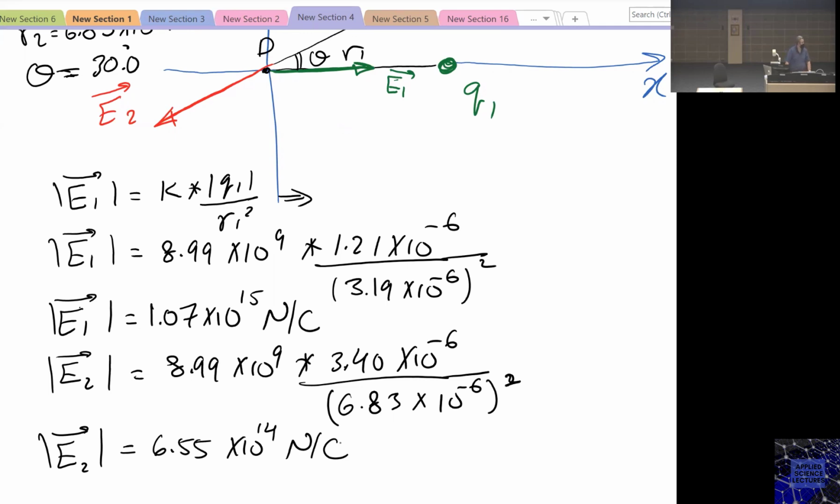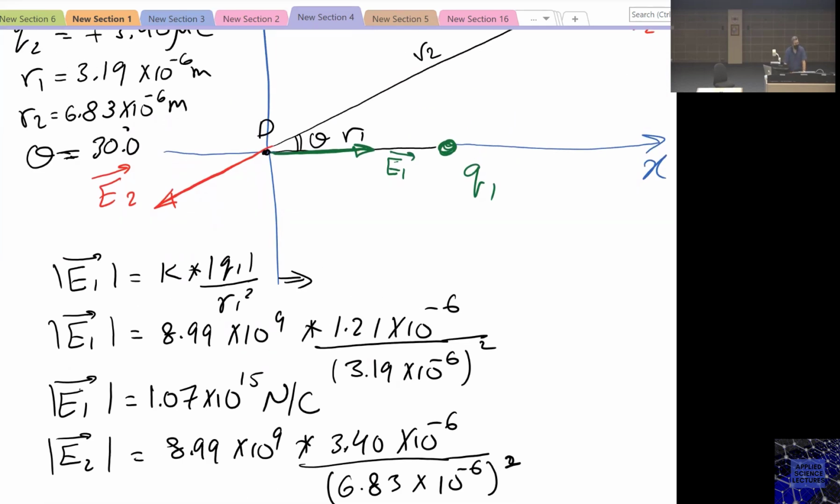Now I need to find the total magnitude. How do I do that? Well, I have those two vectors that I need to find the summation of. And we've seen before that when we have two vectors, then we can work on their components. So we need to find E1x, E1y, E2x, and E2y. And then find the net x and the net y.